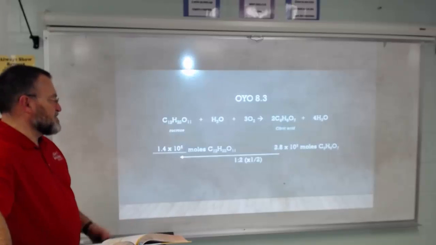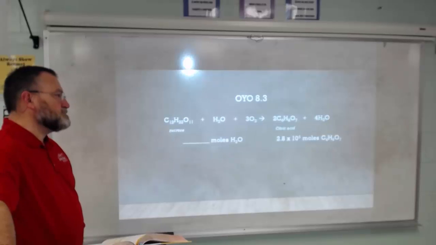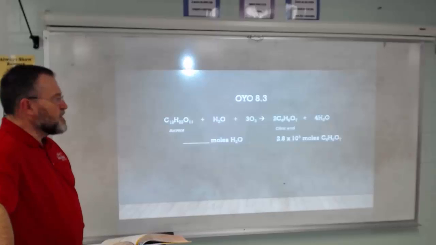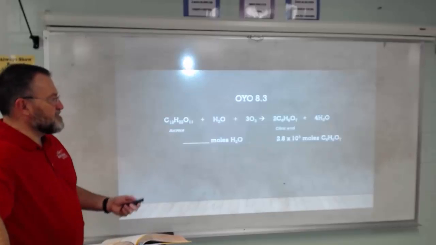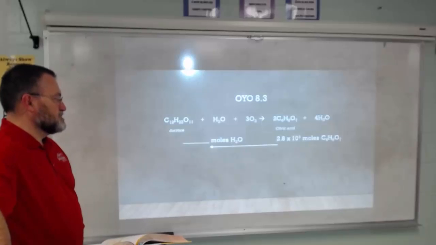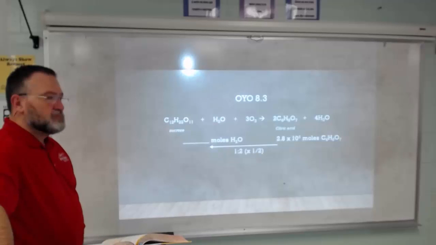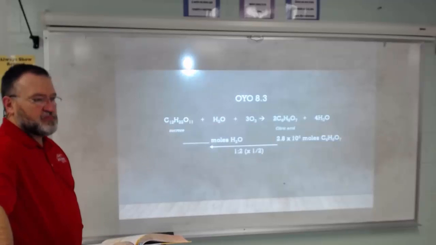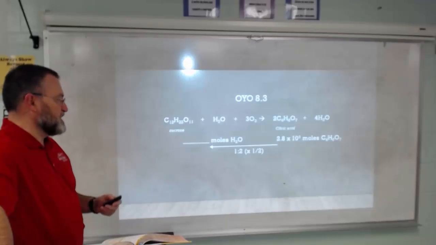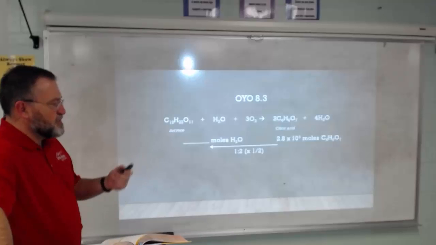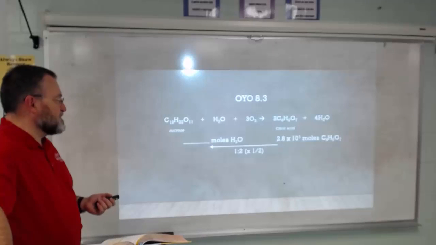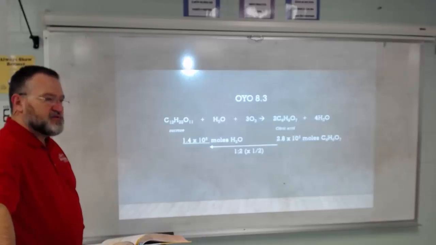The next reactant we need to solve for is water. What's the relationship between my moles of citric acid and my moles of water? Again, it's a 1-to-2 relationship. My multiplier is going to be 1/2, not 2. It's going to be 1/2 as I move from right to left. So I take the number of moles of citric acid, I multiply it by 1/2, and my answer is, just as before, 1.4 times 10 to the fifth moles of water.